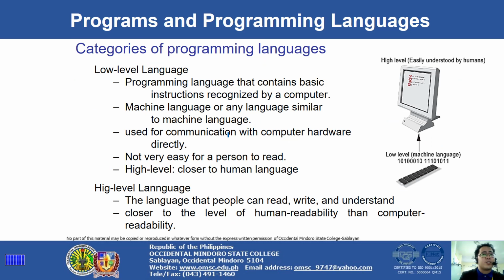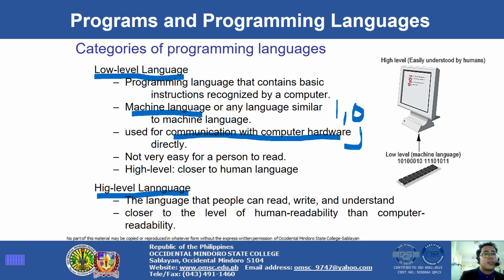Okay. So, ano-ano ba yung mga categories ng programming languages? So, meron tayong iba't ibang klase ng categories ng programming languages. We have what we call low-level language and the high-level language. Kapag sinabi nating low-level language, it contains basic instructions. Ano yung mga basic instructions? It could be a machine language like ones and zeros. Ano pa? Ito yung ginagamit natin for communications with the computer hardware, and that is ones and zeros. Yun lang kasi ang lingwahe na pwedeng maintindihan ni computer. Okay?